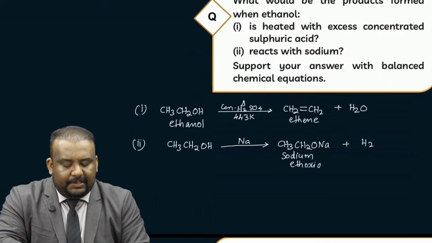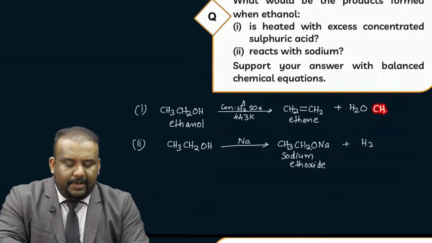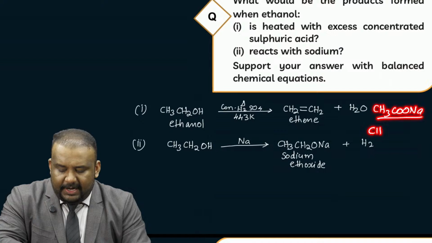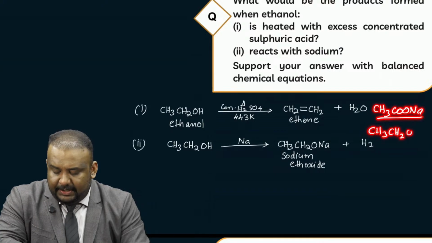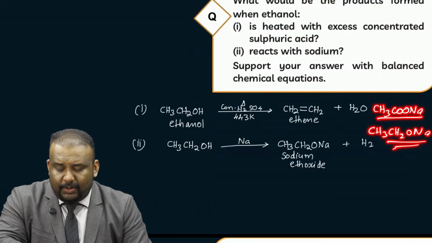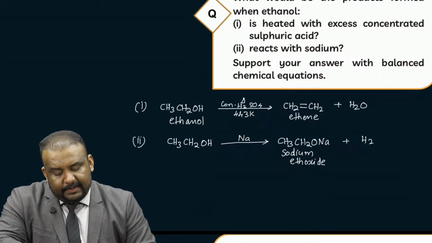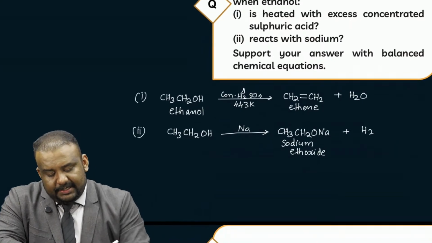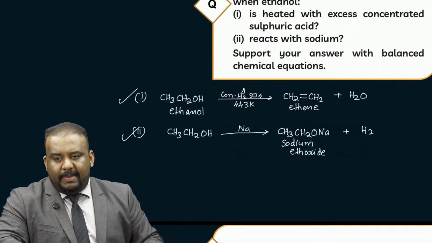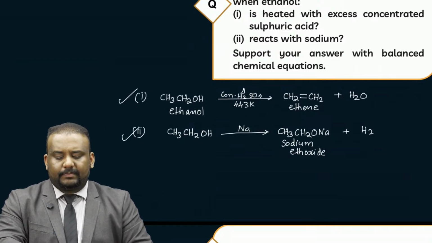Guys, don't get confused between sodium ethoxide and sodium ethanoate, okay? Sodium ethanoate is CH3COONa. This is called sodium ethanoate. Whereas CH3CH2ONa is called sodium ethoxide. So don't forget that, okay? Right. Support your answer with the balanced equation. So these are the balanced equations. So hope those 2 reactions are also clear.